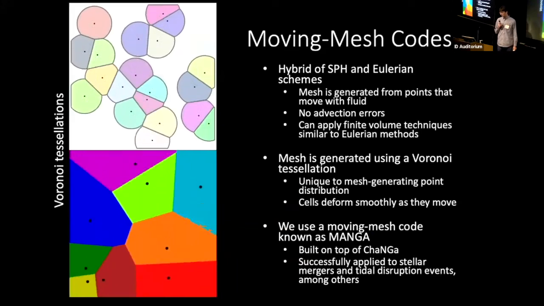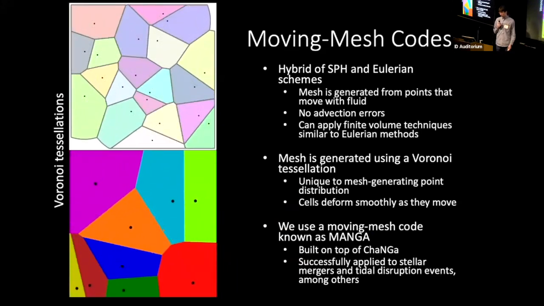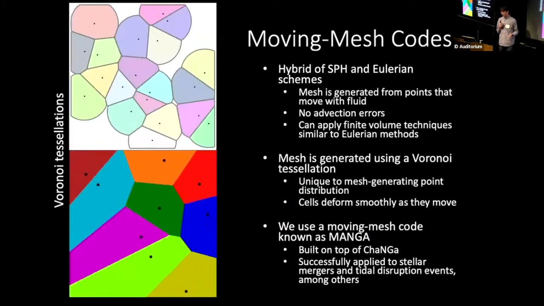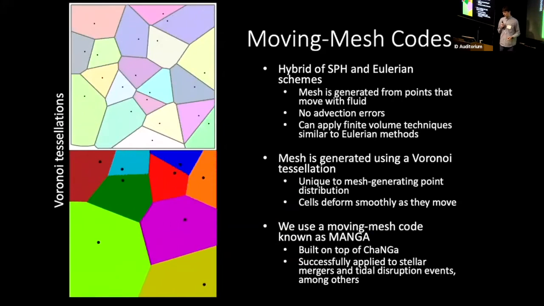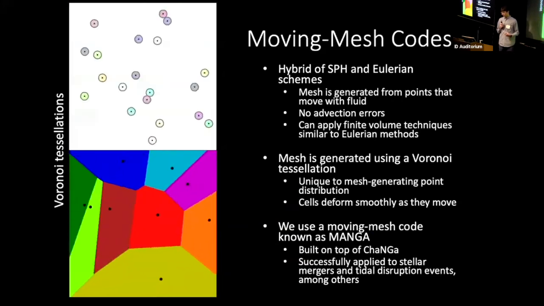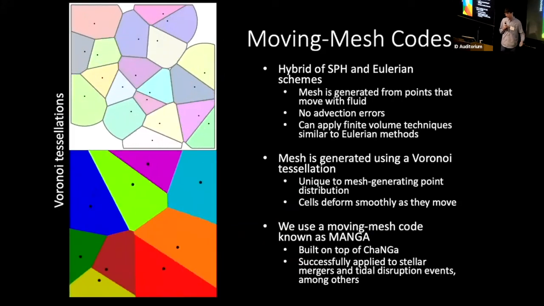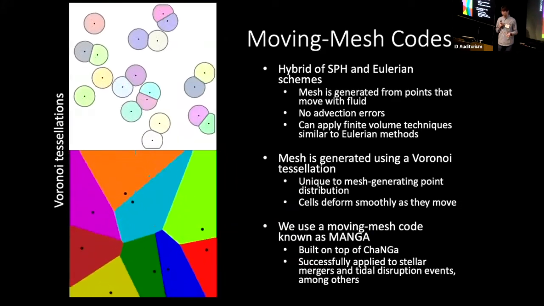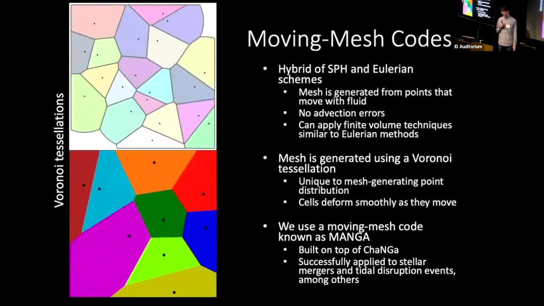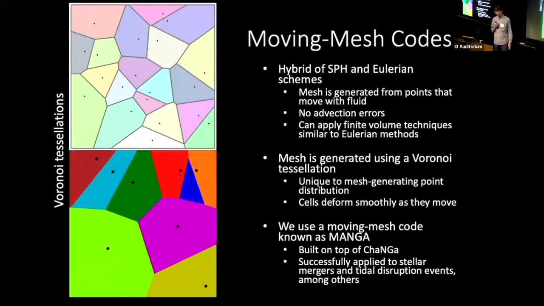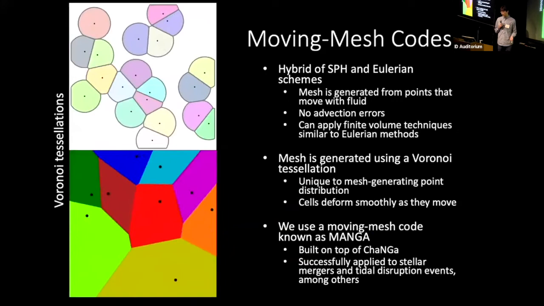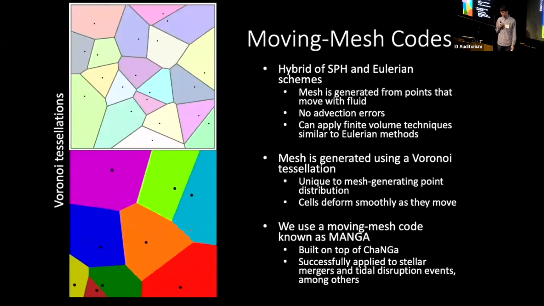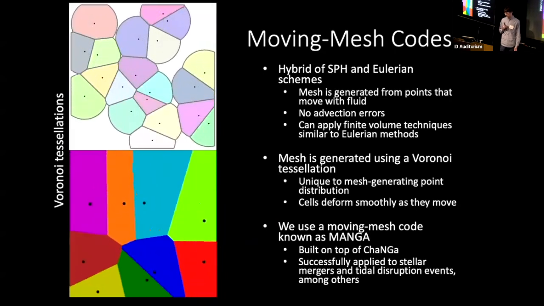It's very hard to draw a mesh for an arbitrary distribution of points. So Springel back in 2010 did a lot of pioneering work on developing the algorithms for a moving mesh code that uses a Voronoi tessellation, which is what you see here. And this is a way of drawing a mesh for an arbitrary distribution of points as they move, and the mesh cells can smoothly change and deform. The moving mesh code that we use is known as MANGA, which is built on top of ChaNGa, and it's already been applied to some other stellar problems like mergers and tidal disruption events.